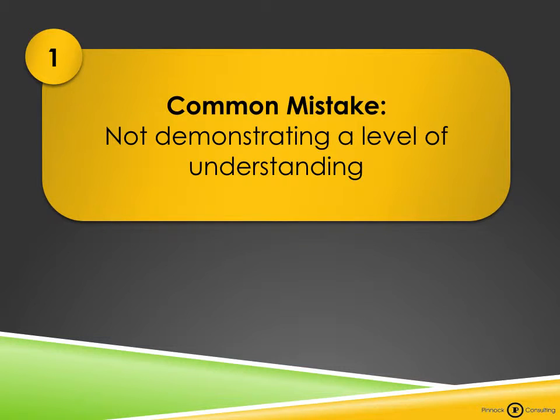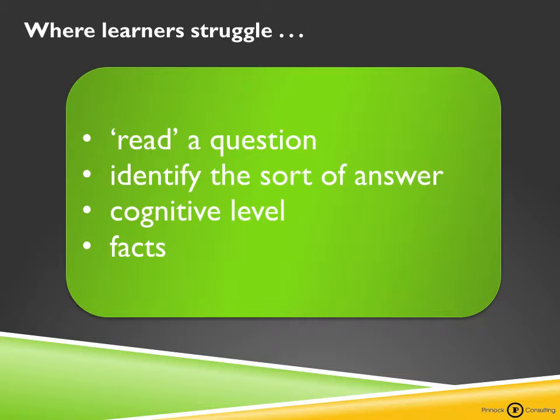The first common mistake is that learners don't demonstrate the correct level of understanding. Often when learners answer the question, they don't read it correctly. Learners also don't identify what sort of answer is required. And when they do answer it correctly, they often don't answer on the correct cognitive level. What we've got to prevent is learners regurgitating their facts all the time. Let me give you an example.